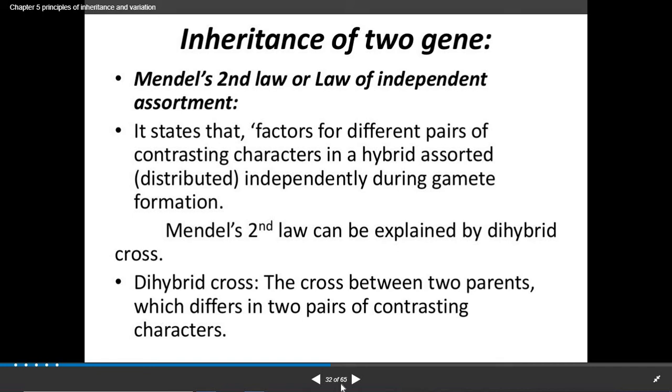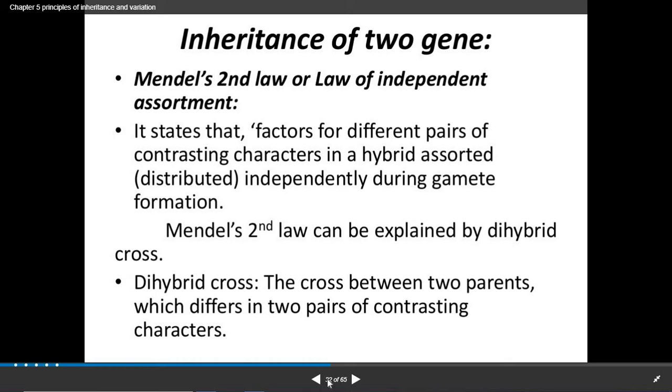Good morning, students. In this session, we will see Mendel's second law, which is also known as the law of independent assortment, and it is also referred to as inheritance of two genes. It means how the two genes pass from the first generation to the next generation, and that is explained in this law. That's why it is known as inheritance of two genes.